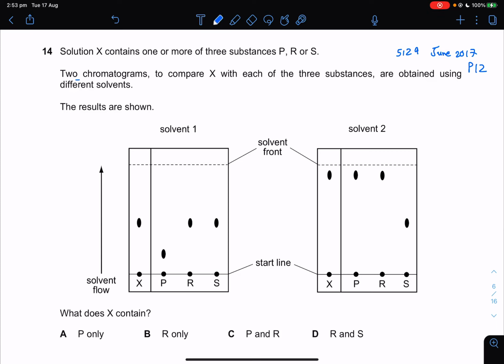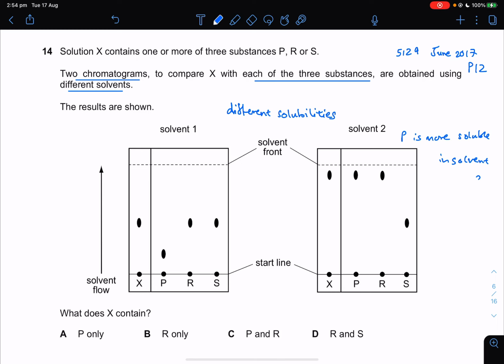So we have two chromatograms and we are comparing each of these three substances in different solvents. The concept of paper chromatography is that different solubility means they will move different distances in the solvent. So what happened is, in solvent 1, we can see P doesn't move very far, whereas in solvent 2, P moves a lot further. So this tells you that P is more soluble in this particular solvent number 2 because P travels further. Okay, but that is not what this question wants you to do.